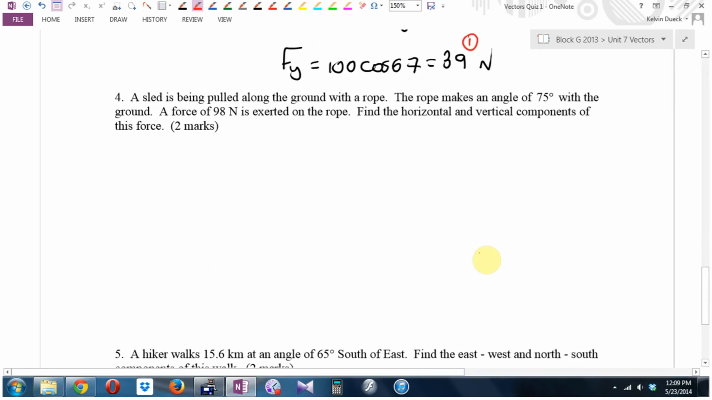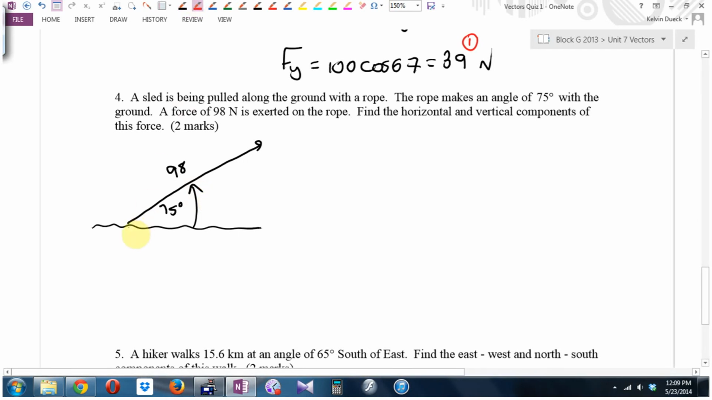A sled is being pulled along the ground with a rope. The rope makes an angle of 75 degrees with the ground. I didn't give you directions here, so let's just assume that we're pulling to the right and up. In other words, there's the ground, there's the rope, 98 newtons and 75 degrees.